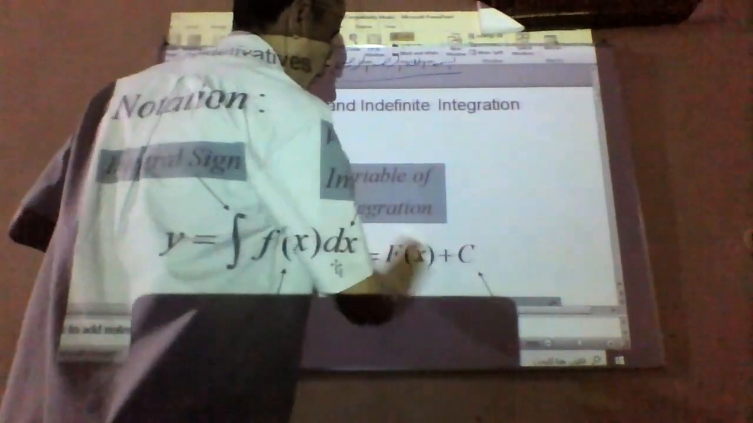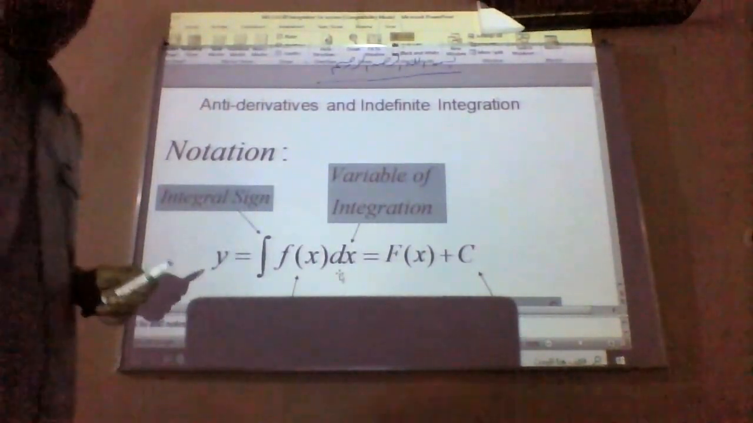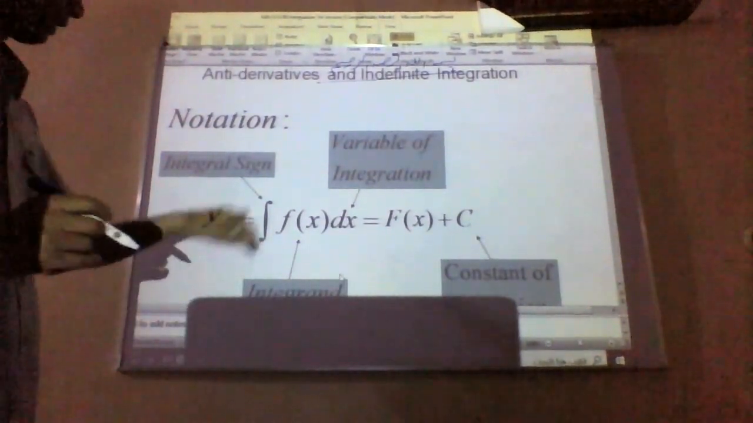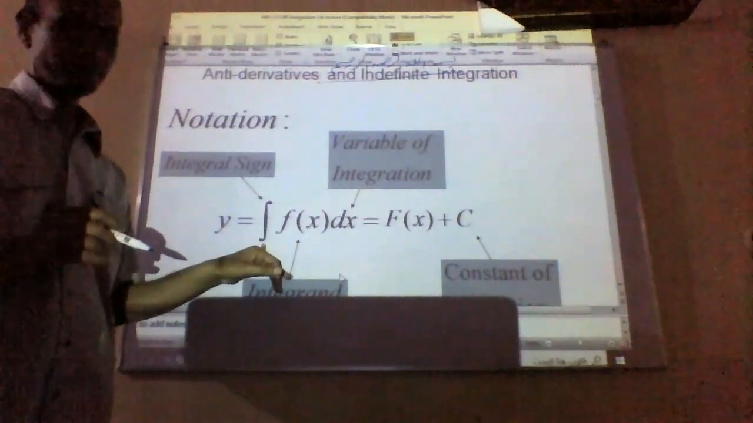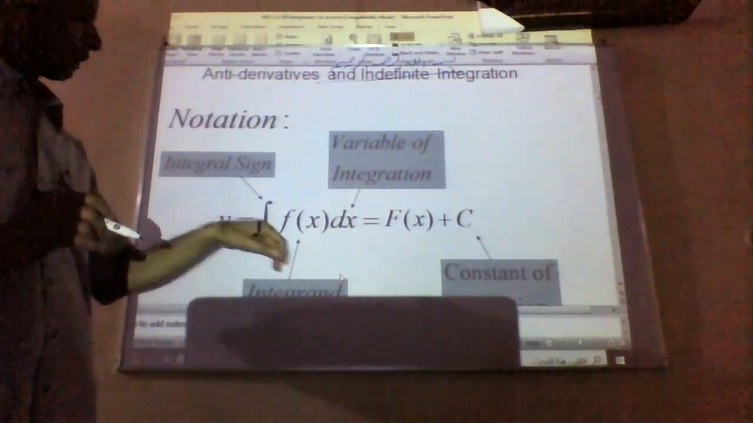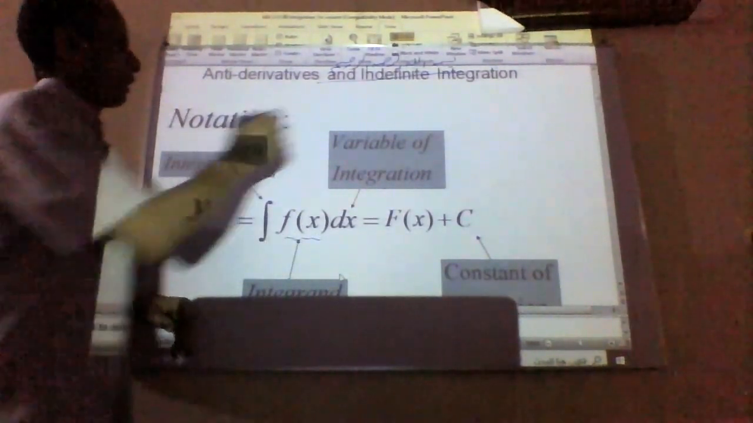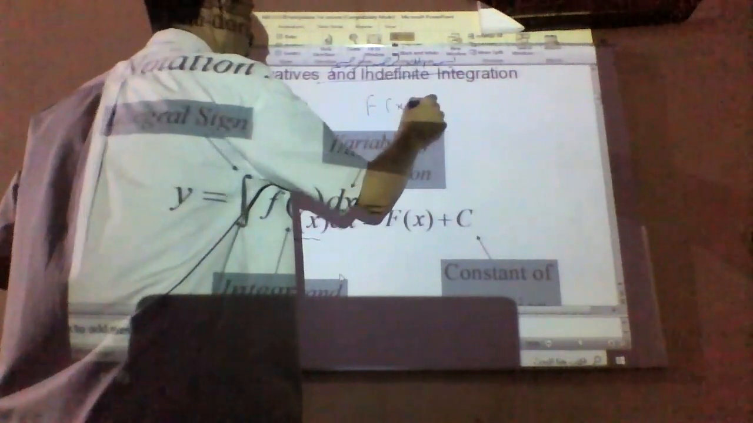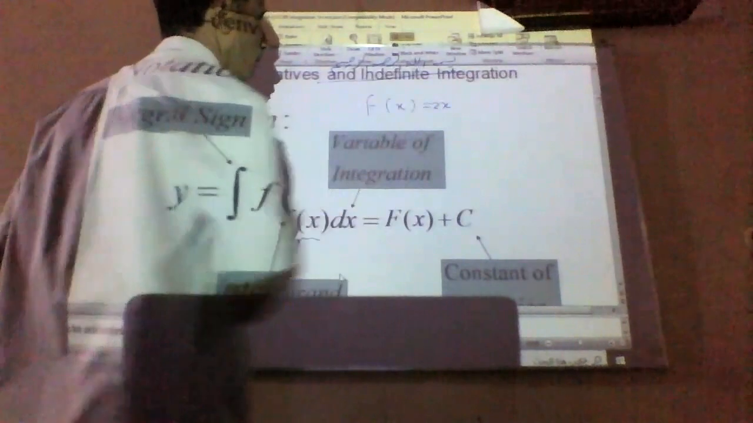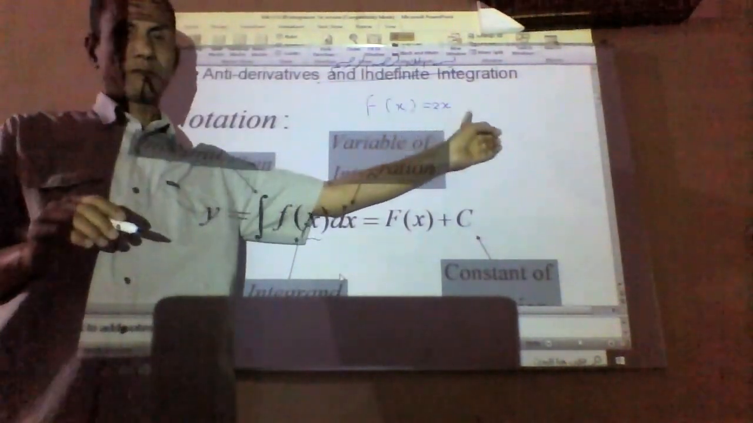The reasonable notation for this operation is like that. This is the sign of integration. This is the original function y, equal to the integration of the function f of x. If you remember, f of x was 2x.